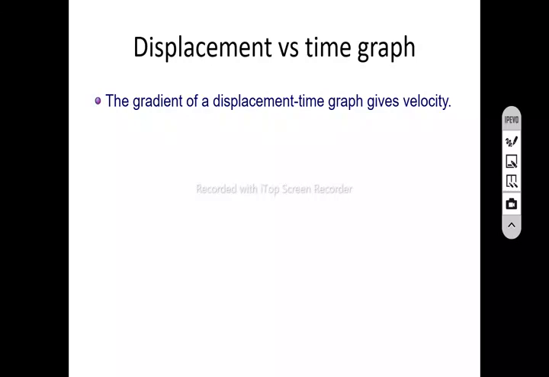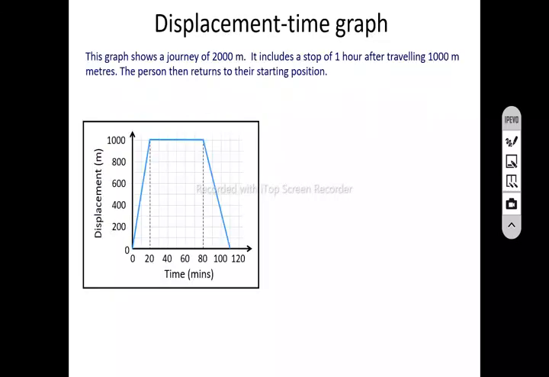Are we finished? Good. So here we have a nice graph. This graph shows a journey of 2,000 meters. It includes a stop of 1 hour after traveling 1,000 meters. The person then returns to their starting position.